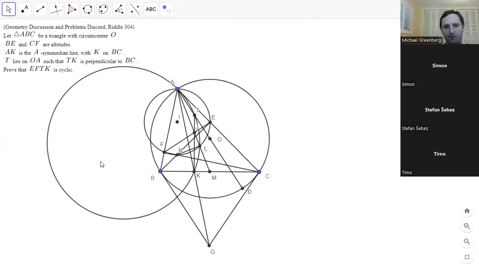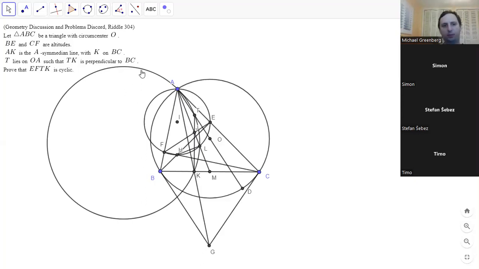After we prove that J exists, then it is equivalent that EFTK is cyclic, that is equivalent to showing that ATLK is cyclic, just by power of a point. Because then we would have TJ times JK is AJ times JL, which is EJ times JF.